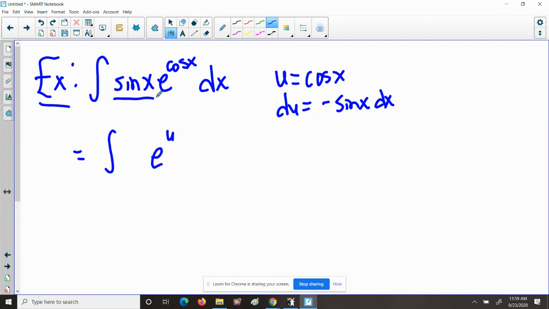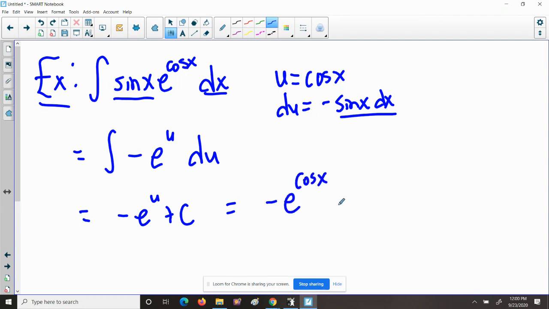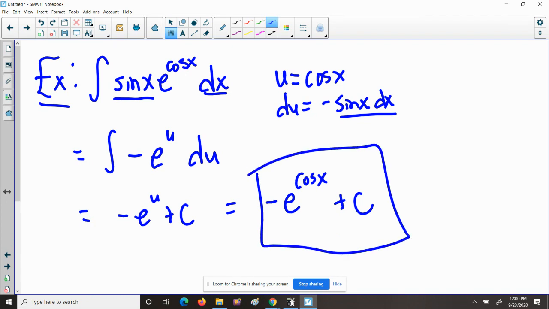Now notice we have sine of x dx, which is the same as our du except for the negative, right? So we just call this negative du. So when we take the integral, we have a negative. Integral of e to the u du is e to the u plus c. Plug back in our u, so we have negative e to the cosine of x, plus c. And again, you could take that derivative really quick to make sure that it works, and it does.